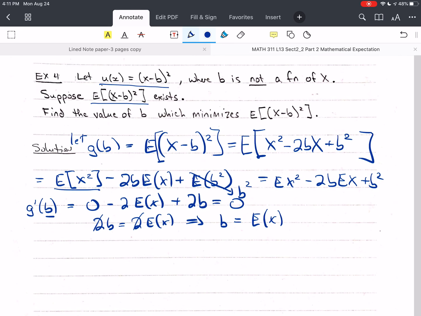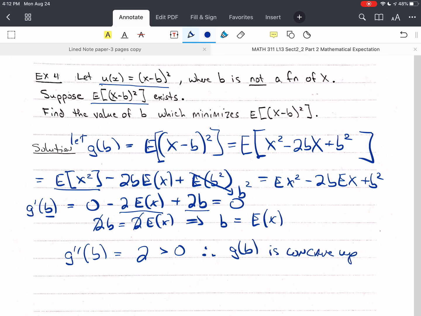And you could check the second derivative to see that it is, in fact, let's do that. The second derivative with respect to b is going to be 2, because here we don't have a b, and here we do. And this is greater than 0, so therefore g of b is concave up. So b equals e of x is a minimum.